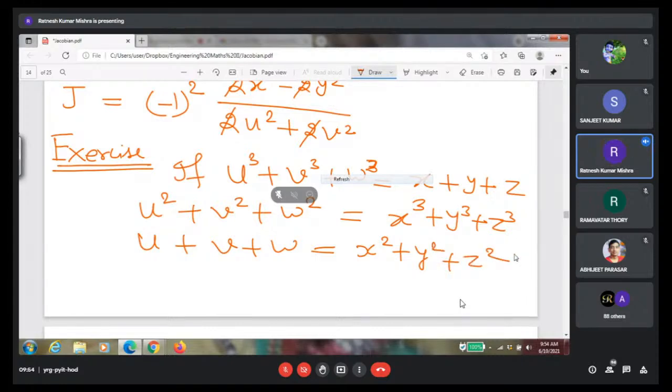If u cube plus v cube, so you have two choices. If you write f1, so u cube plus v cube plus w cube minus x minus y minus z is 0. Or you can write f1 is x plus y plus z minus u cube minus v cube minus w cube is 0. Similarly, you can write.